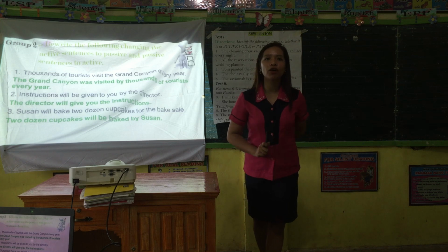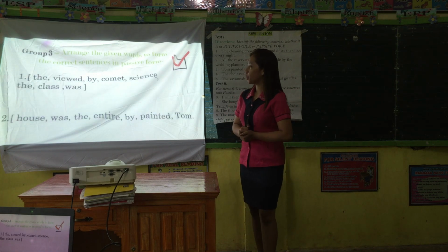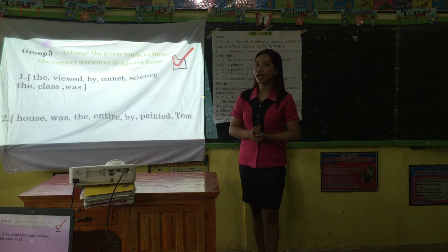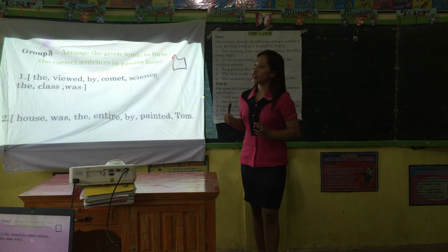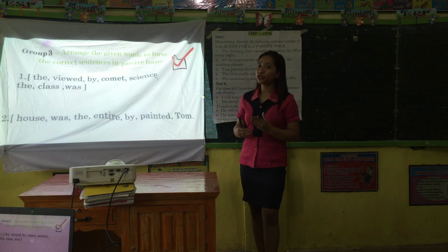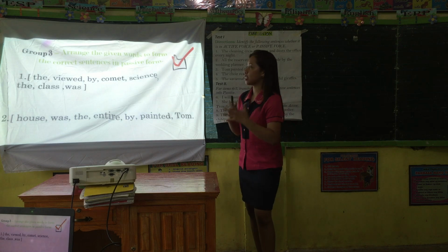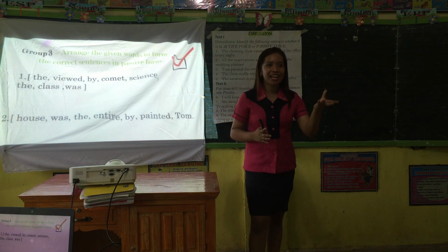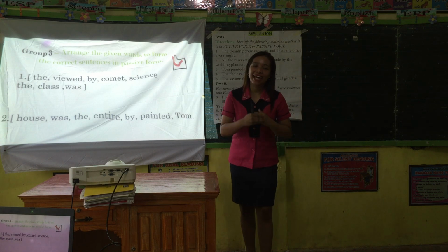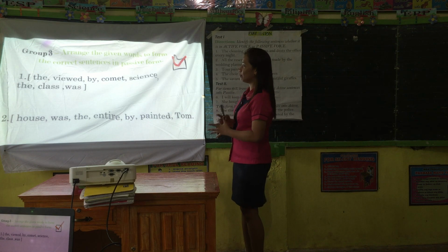Now, let us move on to the work of group 3. Arrange the given words to form the correct sentences in passive form. So we are going to arrange these jumbled words in order to form a passive form of sentence. So when we say passive form, it should be, yes, very good, the action should come first before the subject.